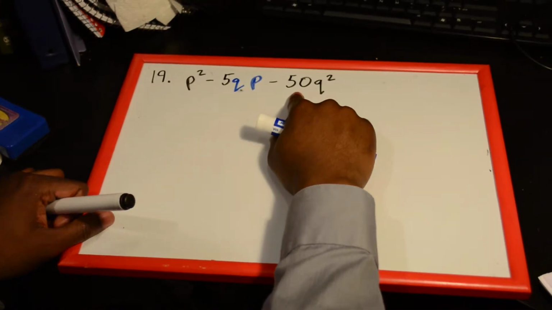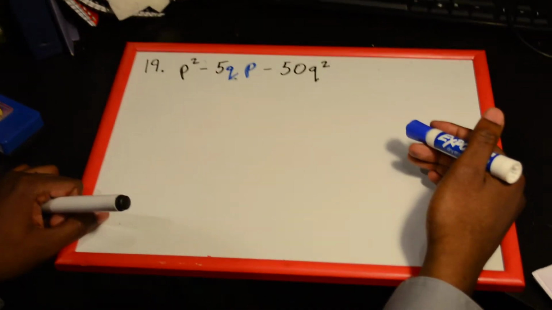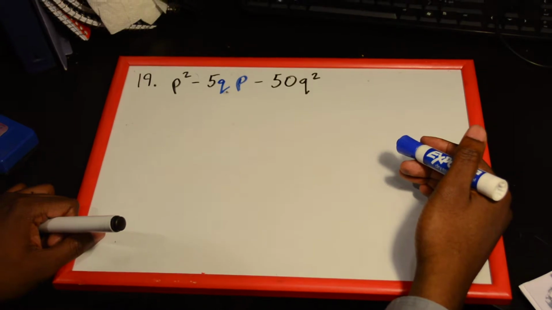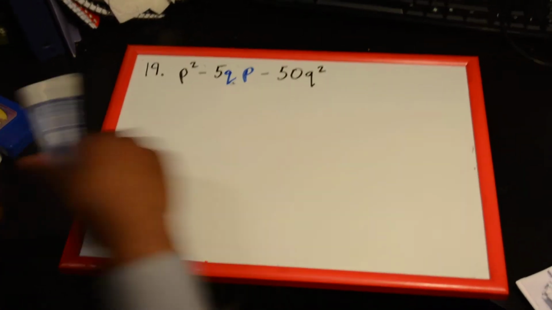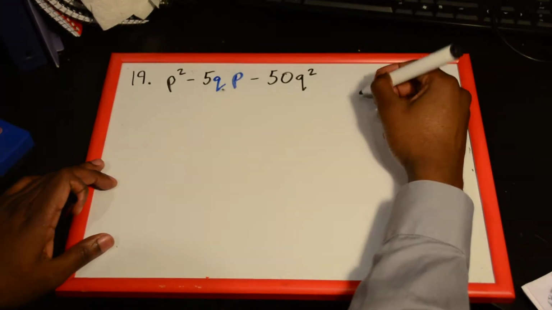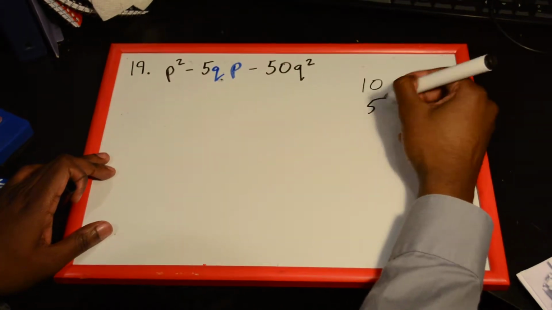Okay. So next thing I'm going to do, I'm going to find out what two numbers' product gives me negative 50 and their sum gives me negative 5. Can you figure out what it is? Take a second. Well, the answer is 10 and 5.